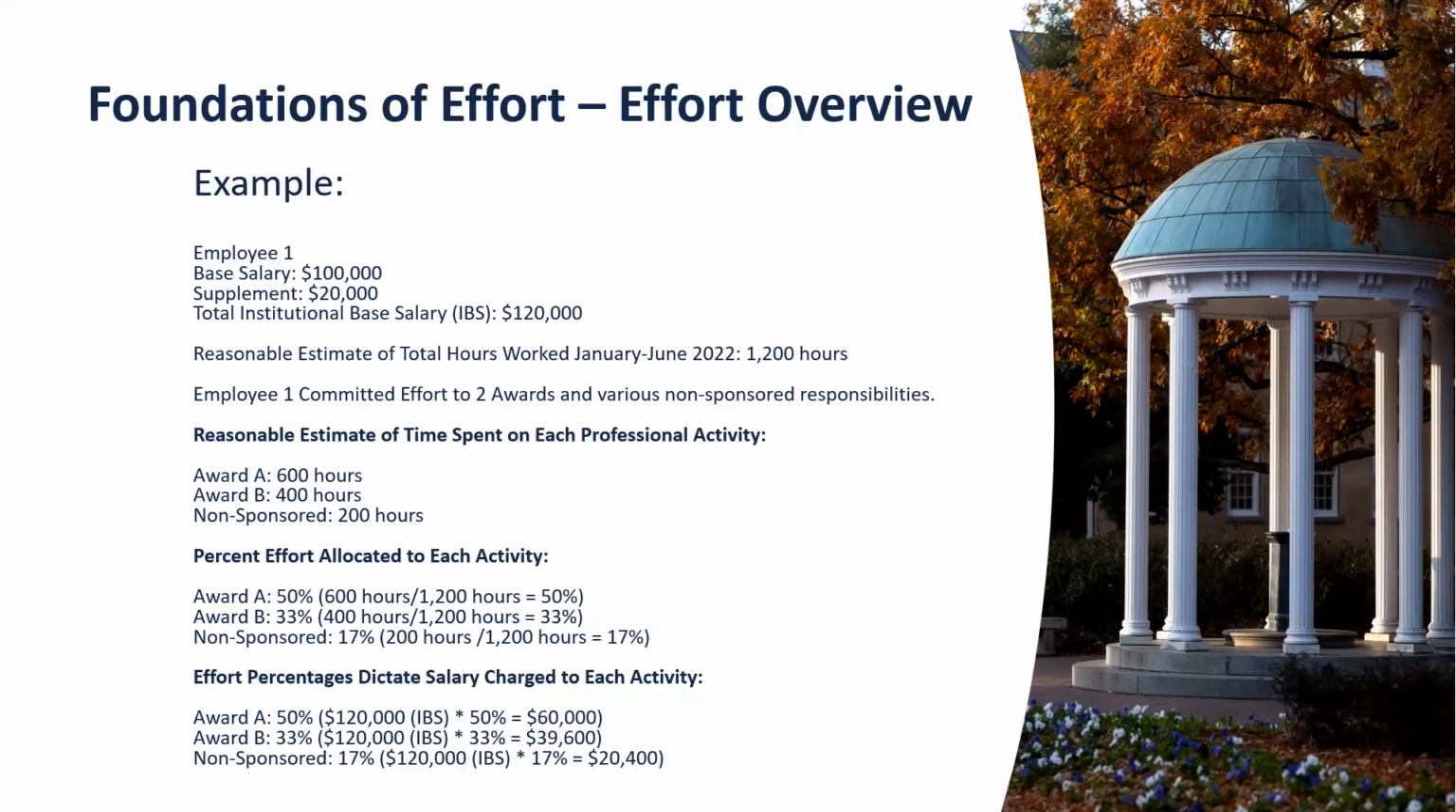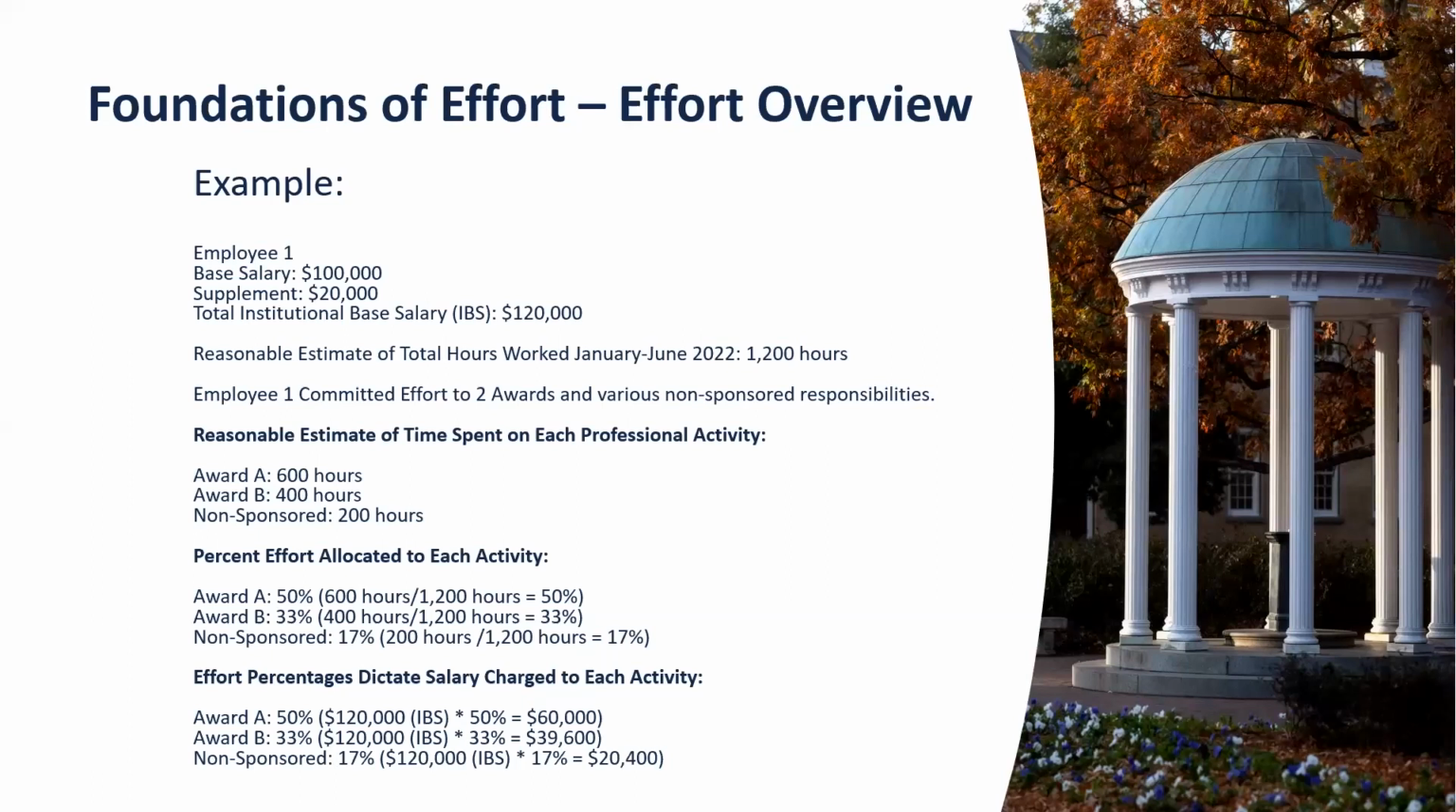We now go to the employee, we say, what's a reasonable estimate of the total hours you worked for this 6-month period, January to June? They say 1,200 hours. Okay, so now we've determined our 2 main components, total salary and total hours worked. We also talk with that employee and we confirm they worked on 2 awards and various non-sponsored responsibilities. So now we also ask that employee to reasonably estimate the time spent on each activity. They say 600 hours on award A, 400 hours award B, 200 hours on non-sponsored.